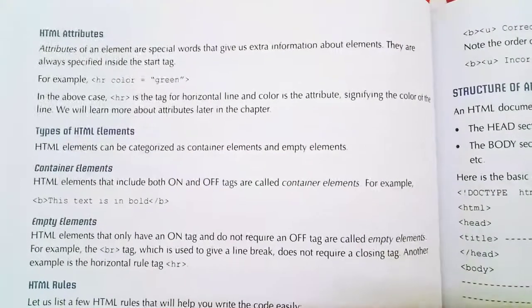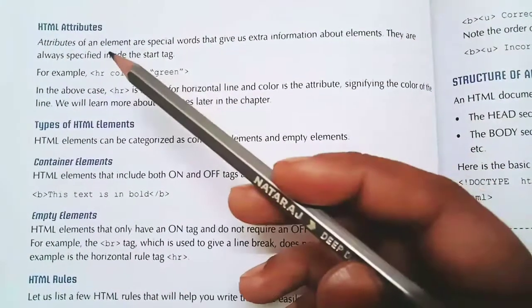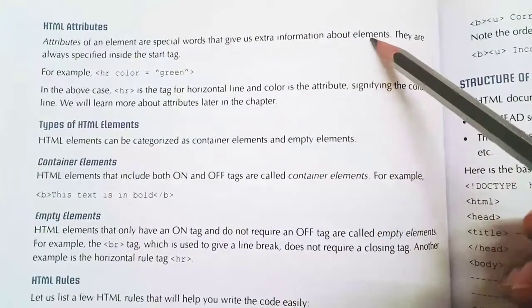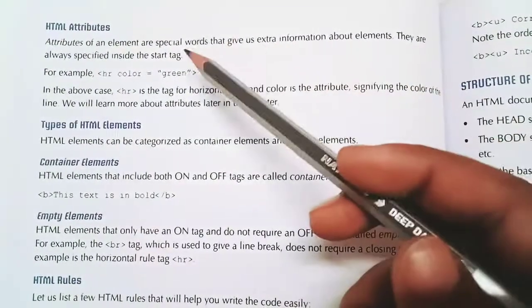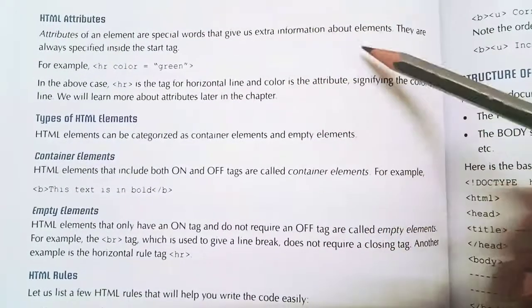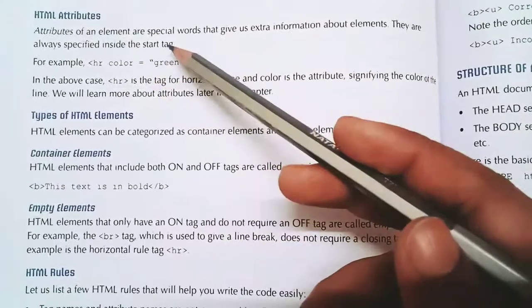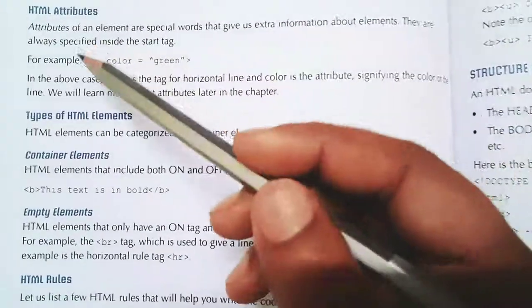What are called HTML attributes? Attributes of an element are special words that give us extra information about elements. They are special words which give us extra information about all the elements. They are always specified inside the start tag. Now see here.